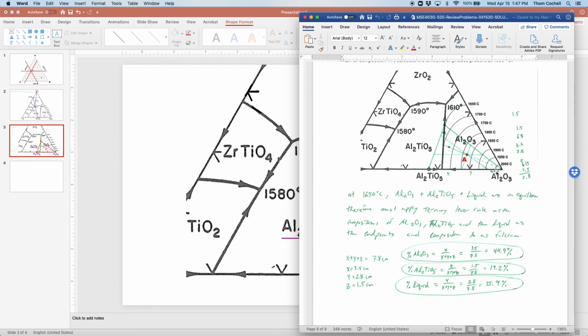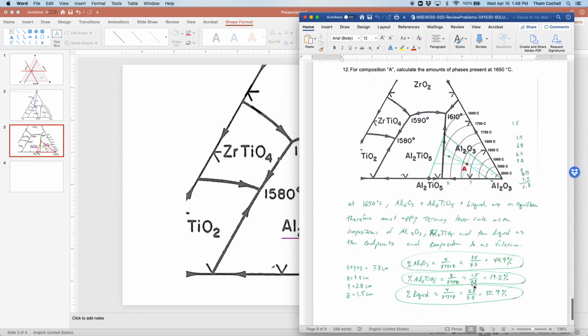And then Al2TiO5 is opposite of Z, so that's where I use Z. And then right in the middle, that leaves us with liquid, so that's going to be Y. I can use these lengths, X, Y, and Z, to give me those amounts. So that's how I use the ternary lever rule in this case, and that's what this problem is asking you about.